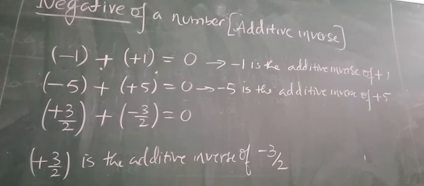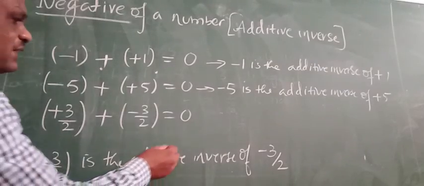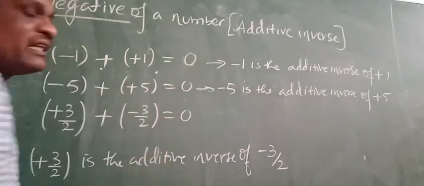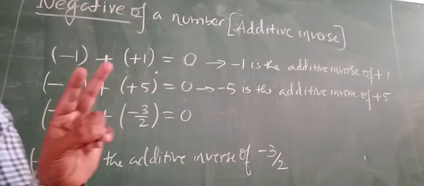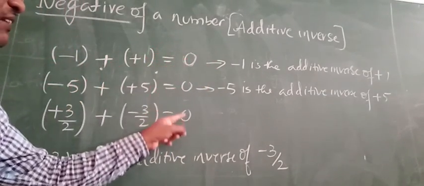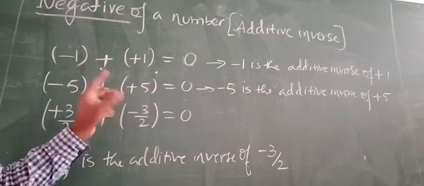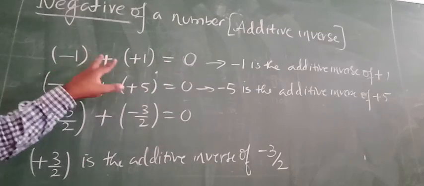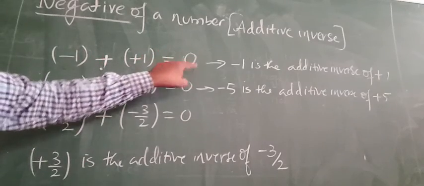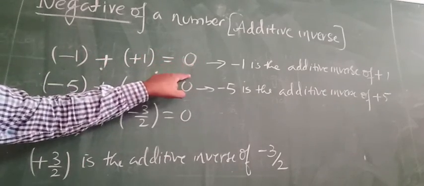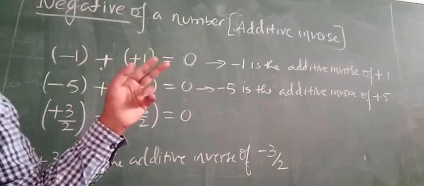What is the additive inverse of a by b? Minus a by b, because you should get the sum as 0. The additive identity should come. When you add two numbers, if you get the additive identity, then we call these two additive inverse to each other. What is the condition? If you add two numbers, you should get the additive identity. Then we call these two numbers additive inverse to each other.